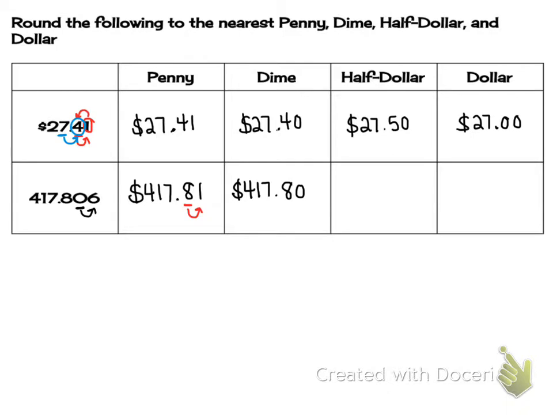The nearest half dollar, I need to decide if 417.81 is closer to 417.50 or 418. Since 81 is more than 75 cents, it takes it closer to the next whole dollar. So it is $418.